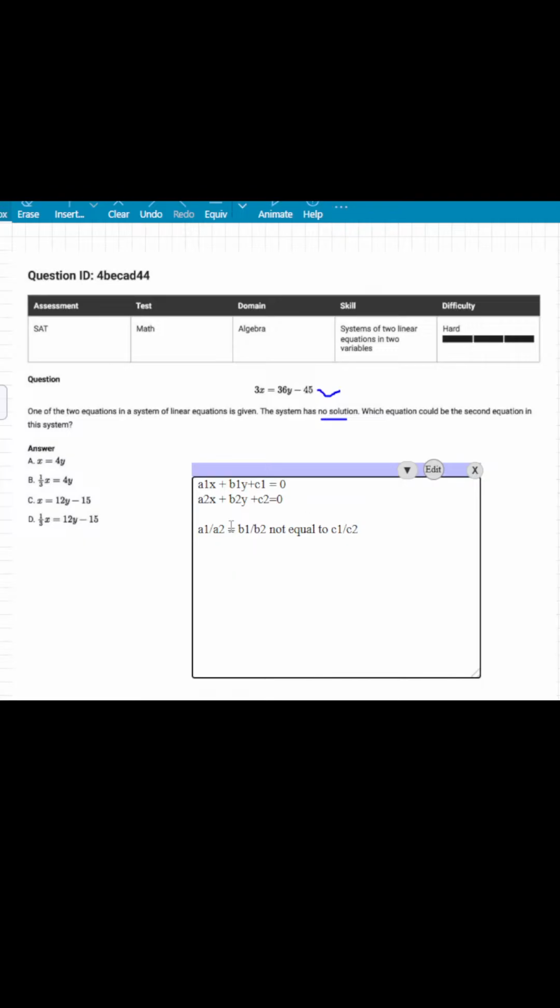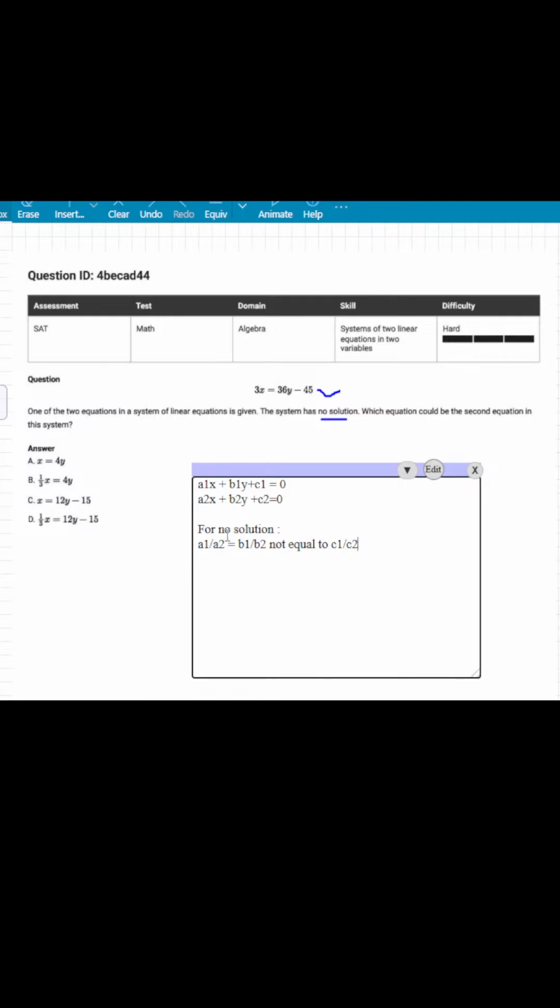So for no solution, this condition must hold. Let me write that down. For no solution, this condition must hold: the ratio of the coefficients of x and y should be equal, a1 by a2 equal to b1 by b2, but that shouldn't be equal to c1 by c2, because if it is equal to c1 by c2, then the equations are basically the same and there are infinitely many solutions. So for no solution, this condition must hold.